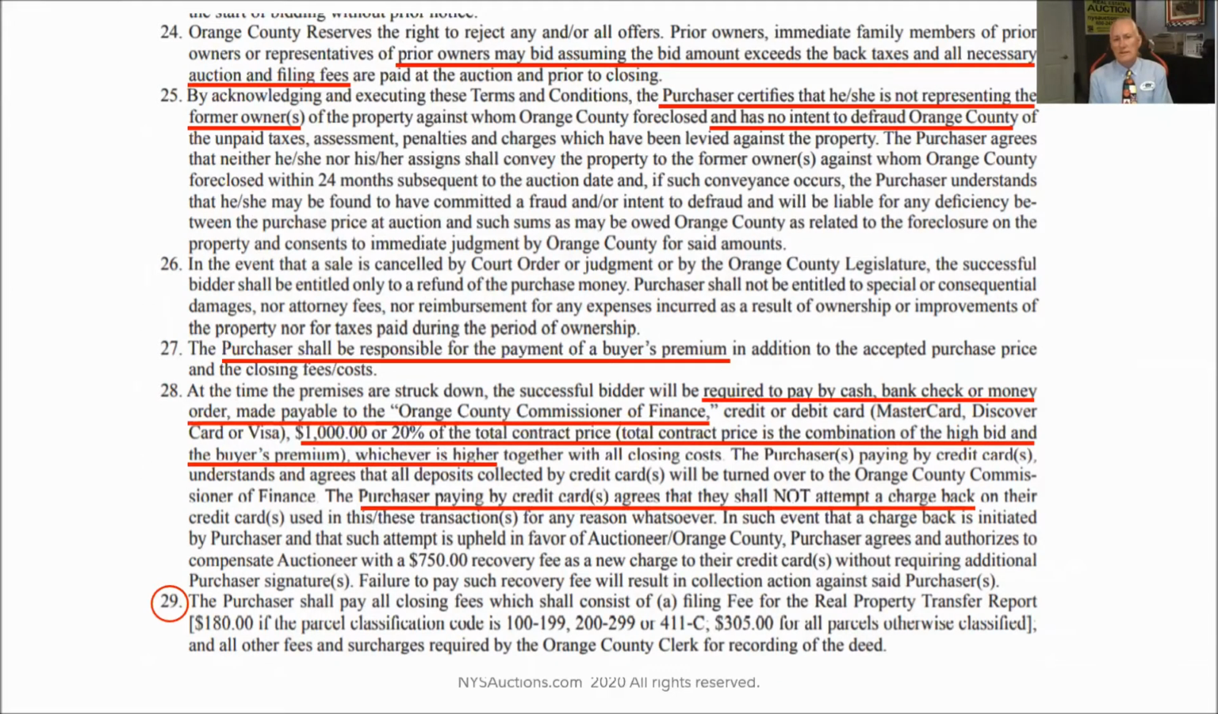Most of the counties allow a prior owner in number 24 to bid on their property to buy it back at the auction, assuming that their bid amount meets at least the back taxes that were owed and any and all penalties, auction fees, filing fees. Then they're allowed to buy their property back, bidding against you in the auction.